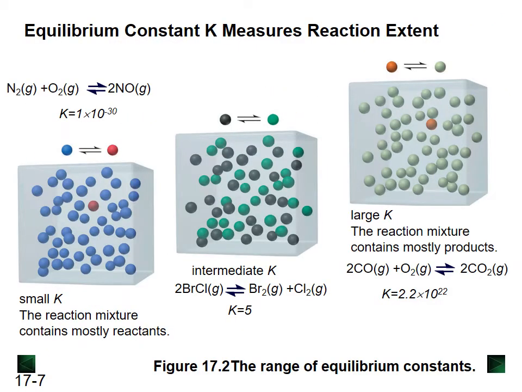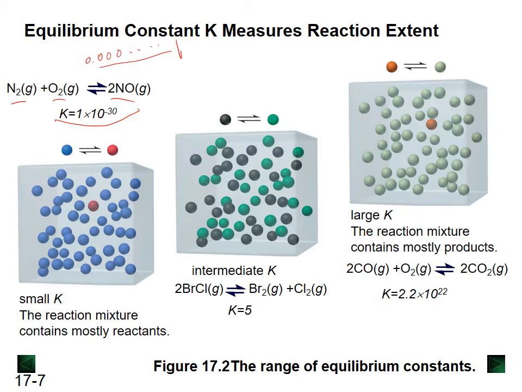This diagram shows 3 different reactions with different K constants. For example, the first reaction is nitrogen and oxygen forming nitrogen oxide with a K constant of 10 to the minus 30. 10 to the minus 30 is a very small number. Minus 30 power means 0.000, altogether 30 zeros and then 1, and that's a very, very small number.